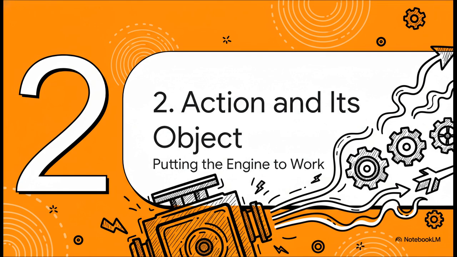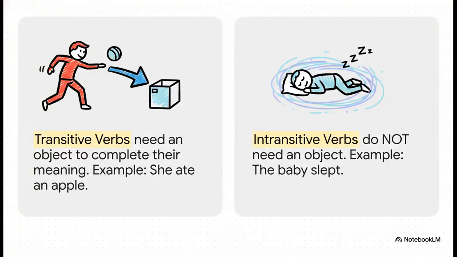Okay, our engine's fired up. Now it's time to actually put it in gear and make it do something. This next part is all about figuring out where the verb is sending its energy, how its action connects to the rest of the sentence. So some verbs, which we call transitive, need to pass their action on to something else, an object. In she ate an apple, the action of eating gets transferred directly to the apple.